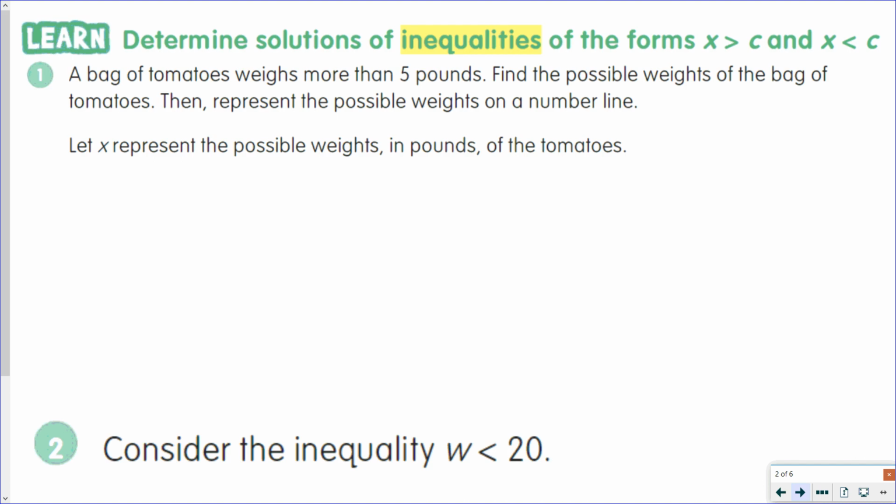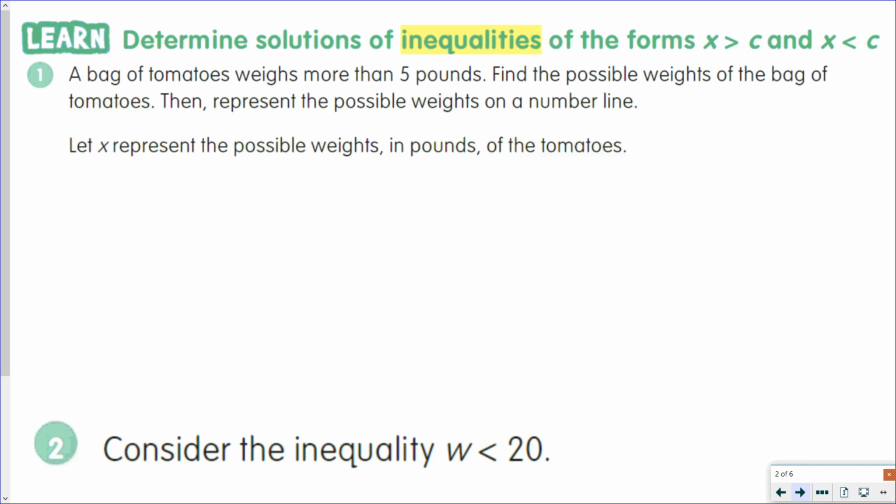So in our first situation, we have a bag of tomatoes that weighs more than 5 pounds. We want to find the possible weights of the bag of tomatoes, and then represent the possible weights on a number line. Well, the only piece of information we have is that the bag of tomatoes weighs more than 5 pounds. So it could be 6 pounds, it could be 10 pounds, it could be 40 pounds for all we know. But we don't know specifically how much that bag of tomatoes weighs.